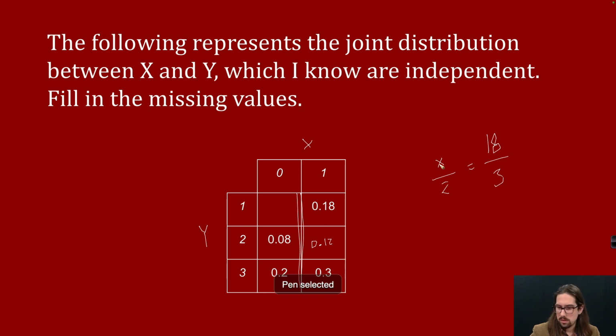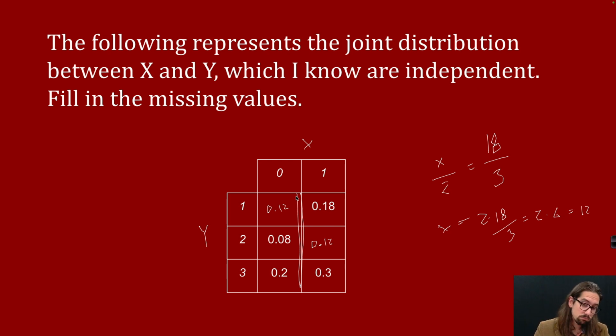And so you just solve for x here. You should remember how to do this. 3x equals 2 times 18, or divide by 3 here, 2 times 6, right? Okay. So actually, both of these are 0.12. That's all you have to do.